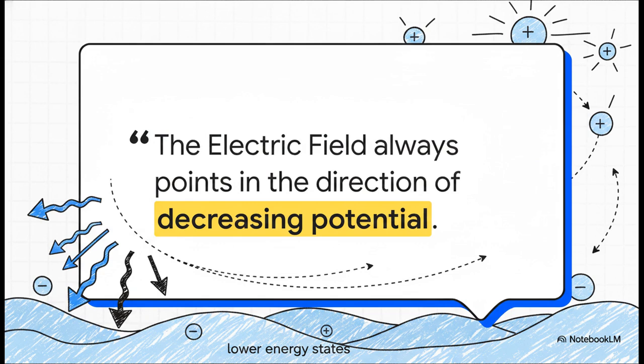Really let this core rule sink in for a second. Because that negative sign in our master equation, it isn't just some weird math quirk designed to make textbook problems harder. It is a fundamental physical law. It dictates that electric fields are perpetually pushing towards lower energy states. It's the invisible architecture of the universe trying to find balance.